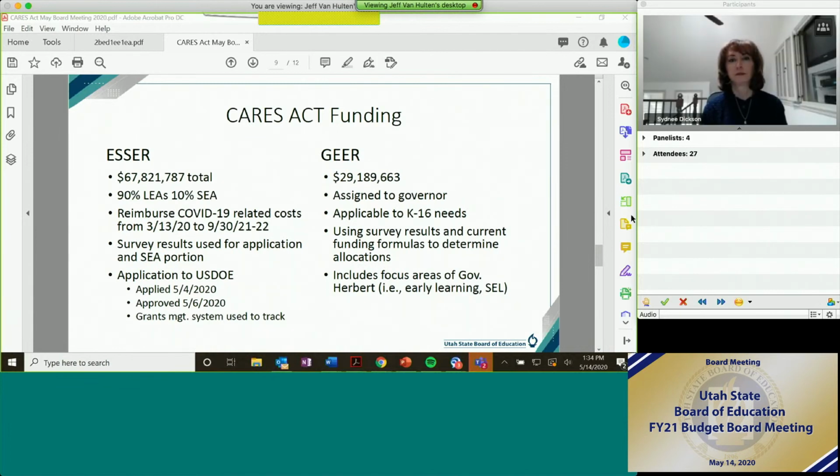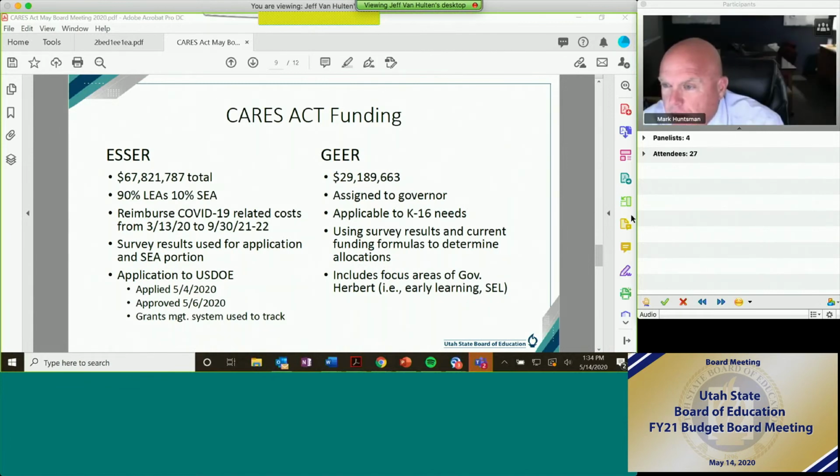Other questions? We're talking about the CARES Act funding. Other questions or comments from board members? Board member Lear.